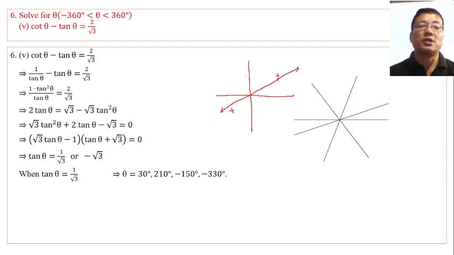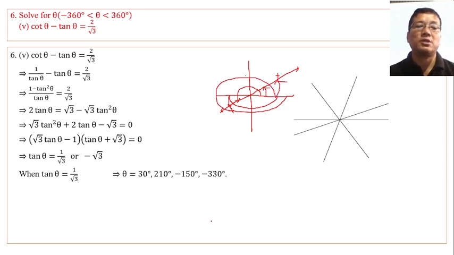Angle is 30, then 180 plus 30, then from the 180 minus 30, then from the 360 minus 30. Angles are obtained.